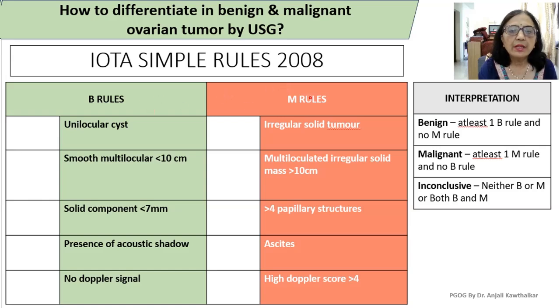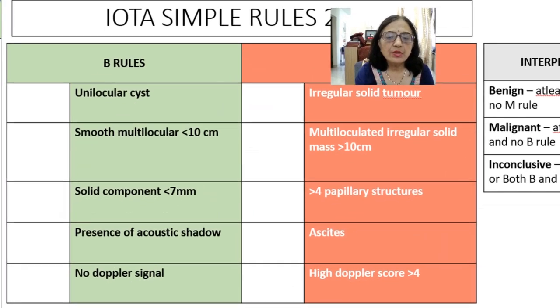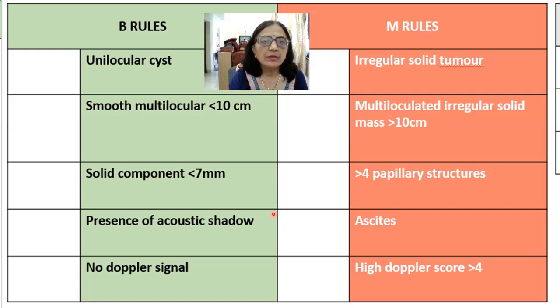There are 5 B rules and 5 M rules. So for the B rules, we have these 5. There can be a unilocular cyst. Or there can be a smooth multiloculated cyst, but though it is multilocular, if the size is less than 10 centimeters and the surface is smooth, then also it is suggestive of a benign tumor. If in a tumor there is a solid component, but it is less than 7 millimeters, then also it is suggestive of a benign tumor.